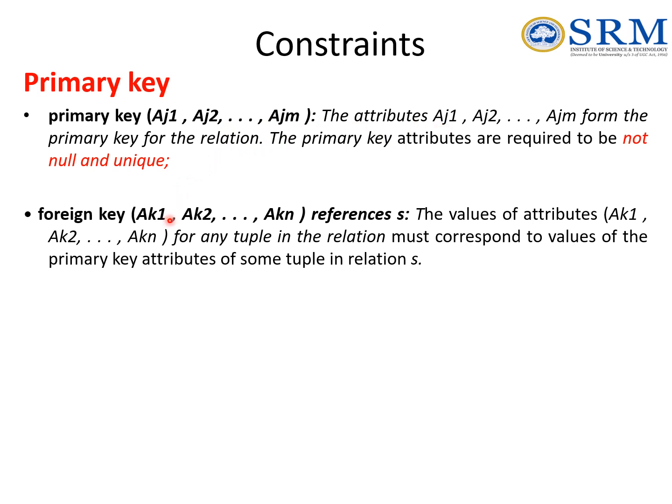Coming to the foreign key, Ak1, Ak2 up to Akn references S. The values of attributes Ak1, Ak2 up to Akn for any tuple in a relation must correspond to the value of the primary key attribute of some tuple in relation S.